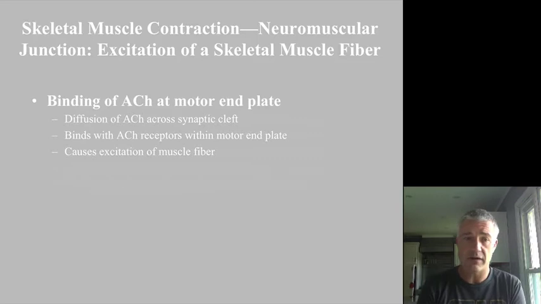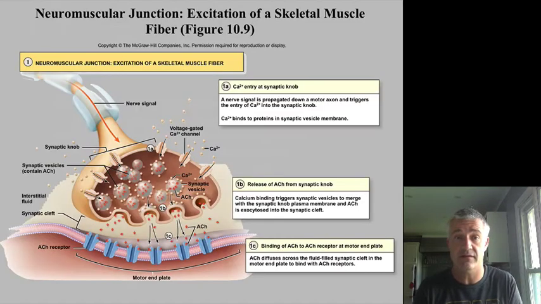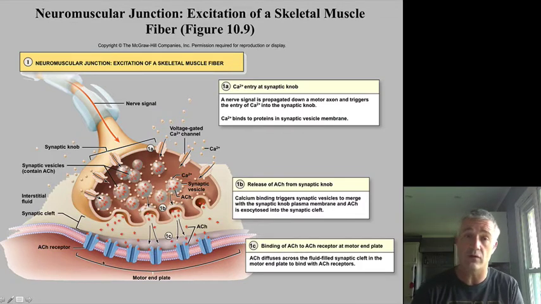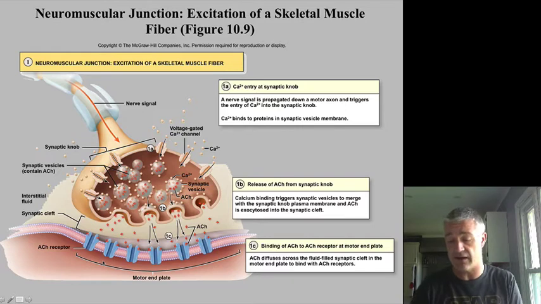When it binds there, this is going to cause a change in that muscle cell, and what we're going to get into now is how that happens. But you can see here's the basic idea of that excitation. You have a nerve impulse traveling down this axon right here. When it reaches these voltage-gated channels, it causes calcium to flood in. It causes these vesicles to merge with the membrane and dump acetylcholine into the synapse, and that acetylcholine is going to go across and bind to acetylcholine receptors on the muscle cell.